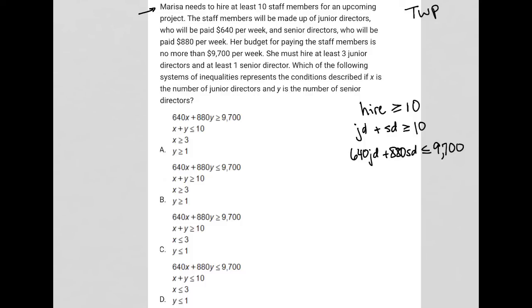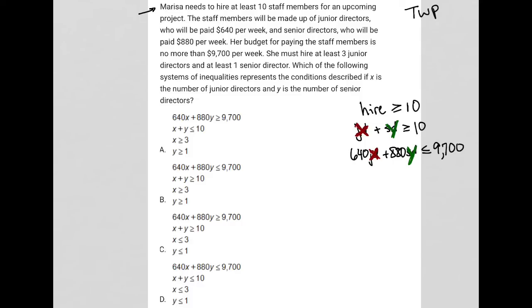The next sentence says, which of the following systems of inequalities represents the conditions described if X is the number of junior directors? Okay, so this JD is really an X. So I'll just overwrite that with X. And that means that most likely SD is Y. So let's see, if X is the number of junior directors and Y is the number of senior directors, then Y replaces the senior directors. And the same thing happens down here, of course, 640X and 880Y.